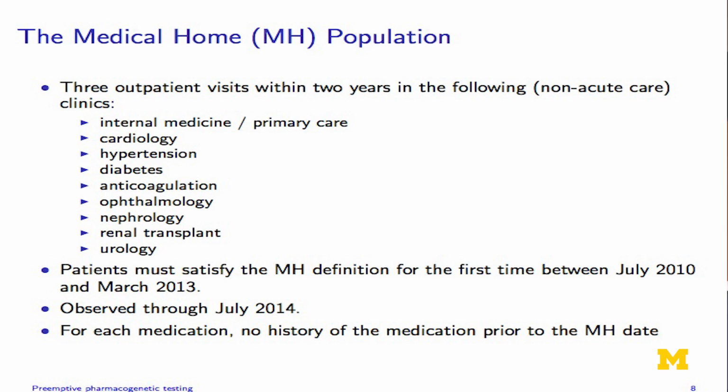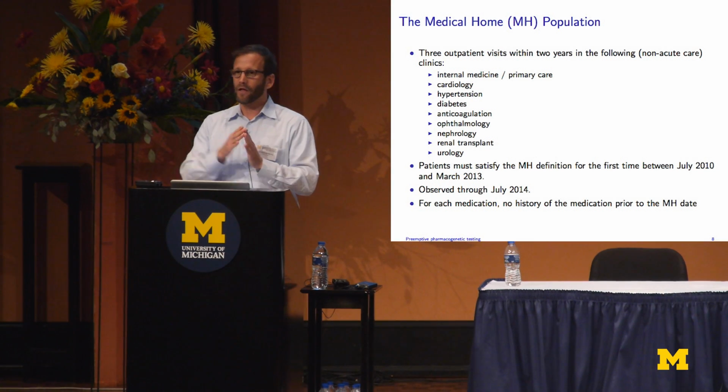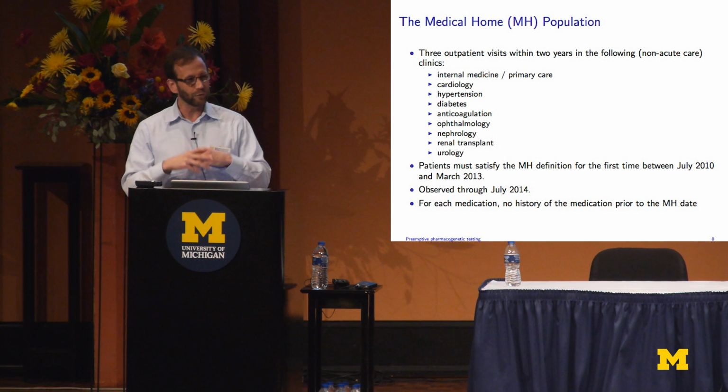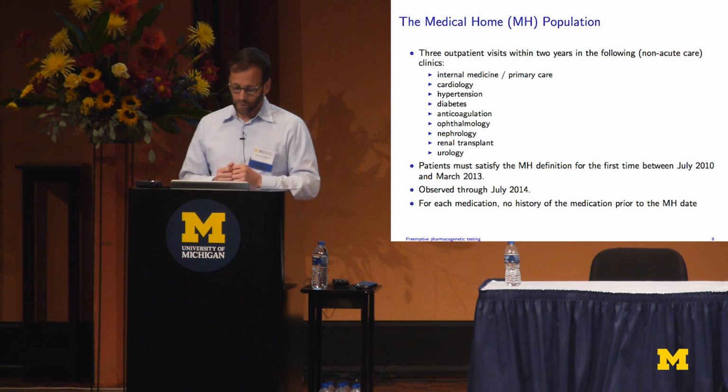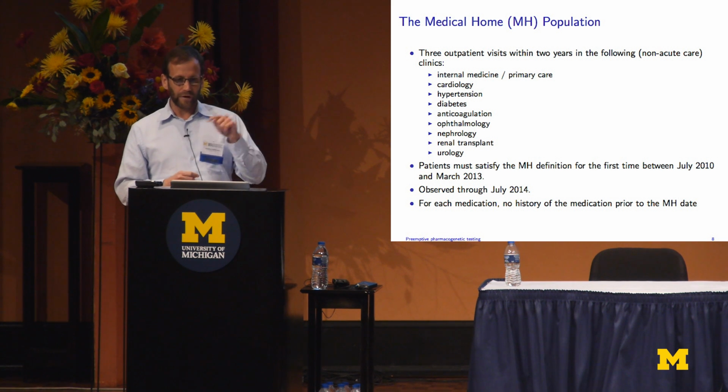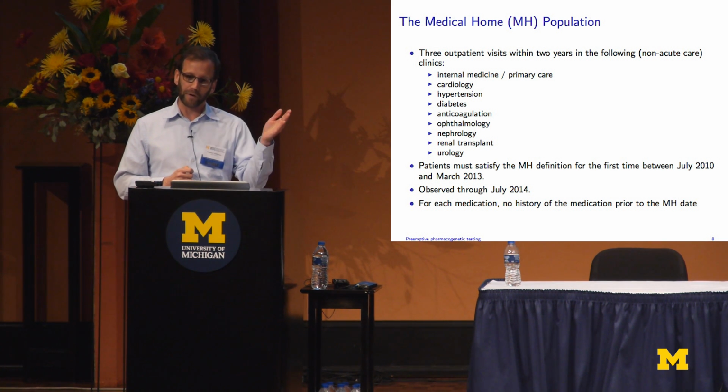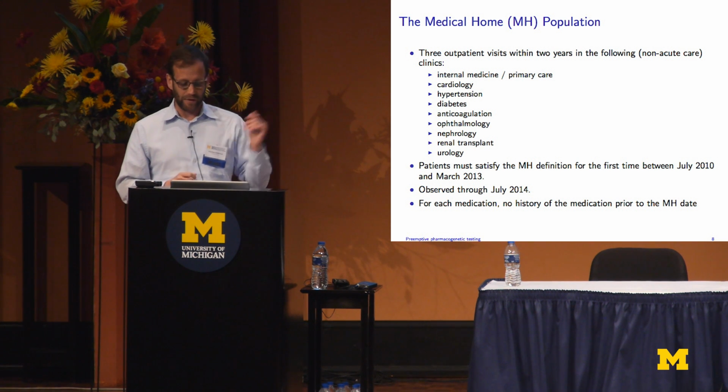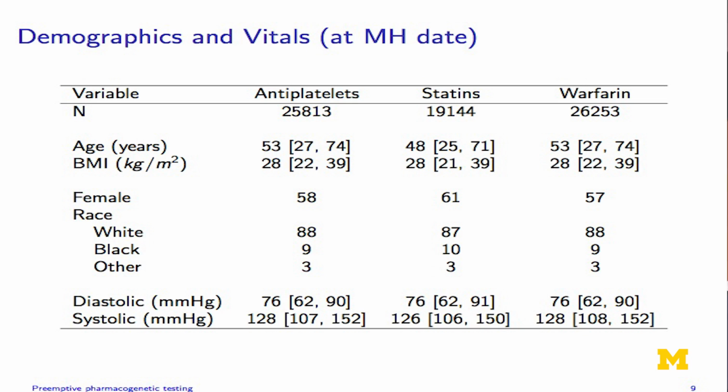So the medical home, we define our medical home population as those who've had at least 3 outpatient visits within a 2-year time frame in these non-acute clinics. The patients must satisfy that medical home definition for the first time between July of 2010 and March 2013, and then we follow them until July of 2014. So that defines our cohorts. And for each medication that we're studying, as far as the electronic medical record is concerned, you had to have been naive to that medication in order to be included in that cohort.